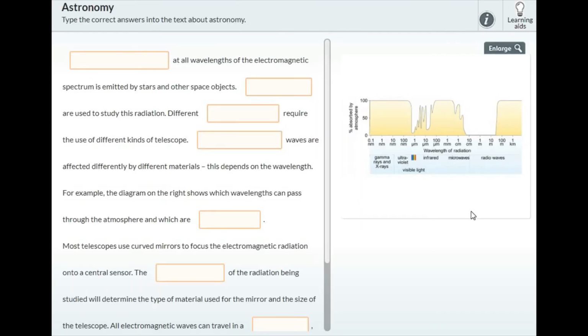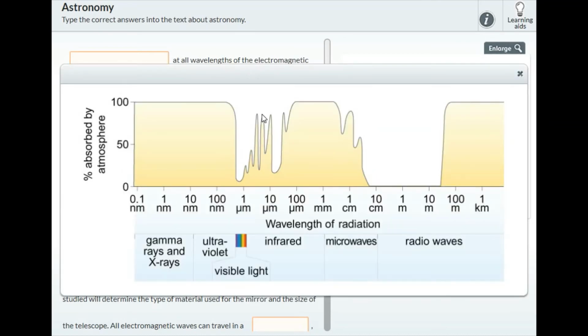Astronomy. Okay, so look at the image. So this is a graph. There's the spectrum, and it's telling you the wavelength of the spectrum, going from the very short wavelength, the gamma rays, all the way up to the large wavelengths, the radio waves. And then the y-axis is saying the percentage of that part of the spectrum that's absorbed by the atmosphere.